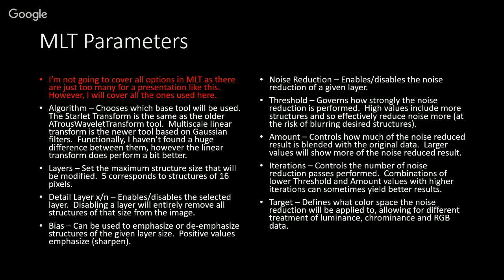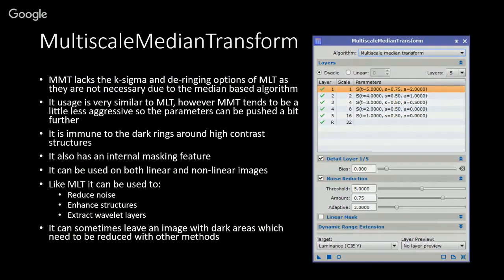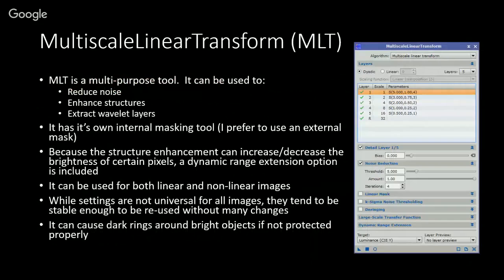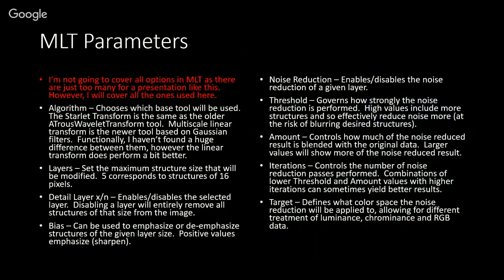The high-pass filter is more granular than that. The threshold, amount and iterations, sorry, for MLT, are what you'll be working with the most when you're doing noise reduction. Essentially, you're setting these based off of how strong you want the noise reduction. That's the threshold. That's effectively determining how much noise reduction is going to be performed and how the structures are detected. What's actually going to be determined as something that can be noise reduced or not.